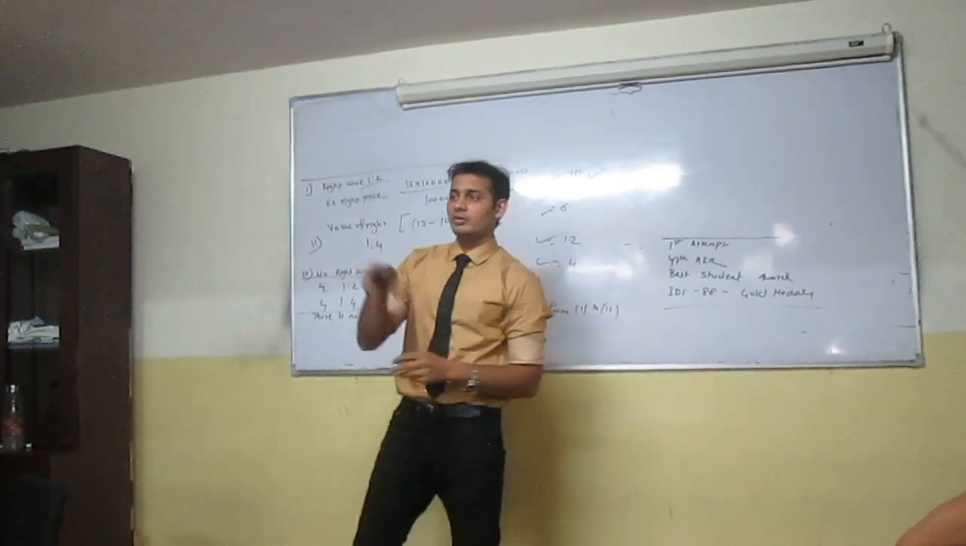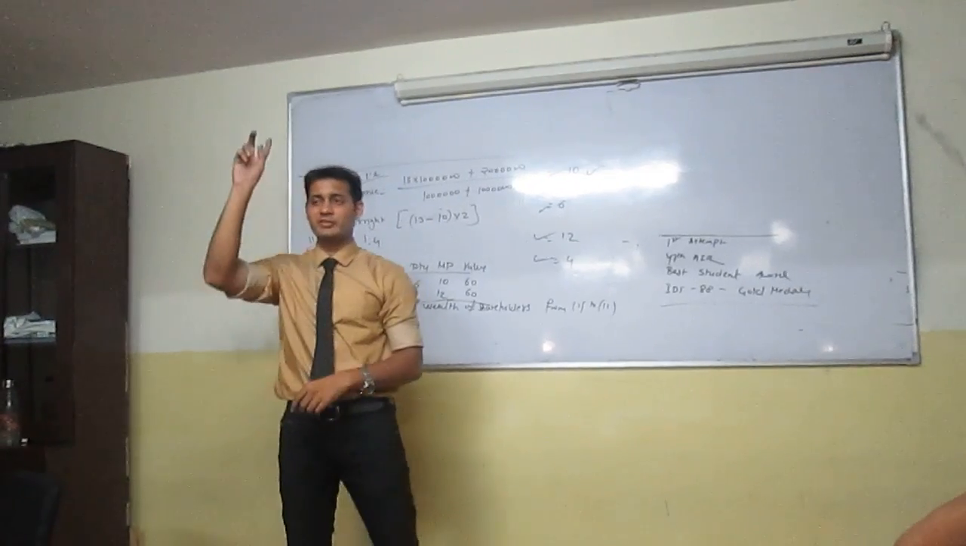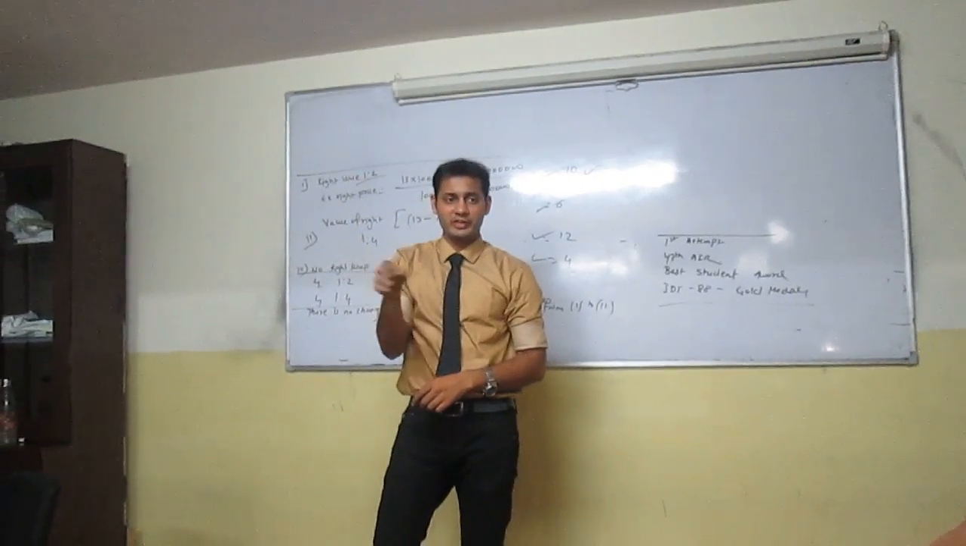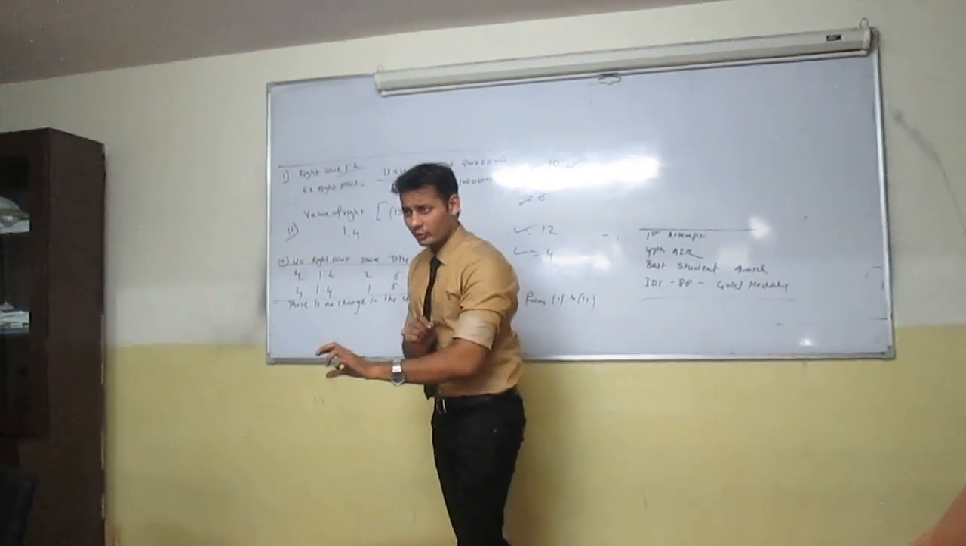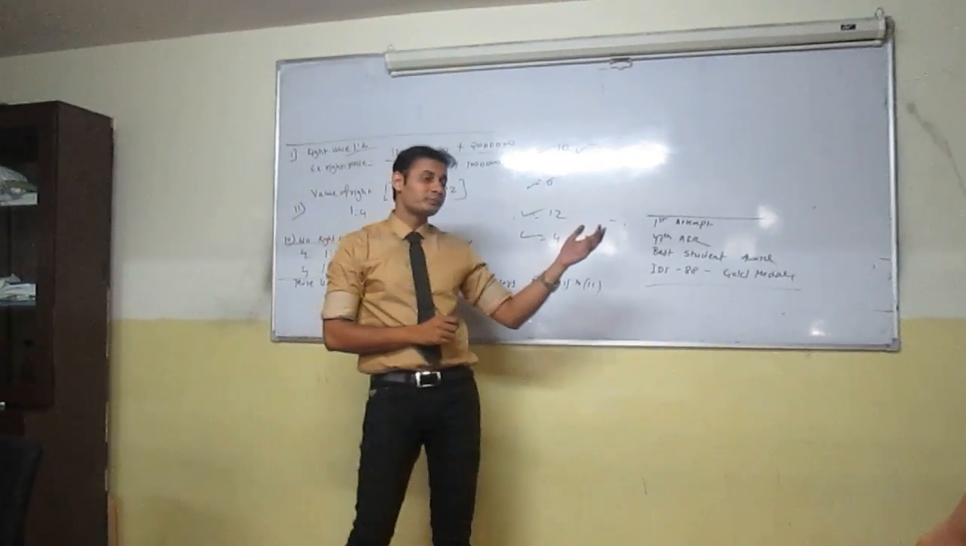Then Gordon growth model. Market price is equal to D0 in bracket 1 plus G divided by cost of equity minus G. Or else we can write down D1 divided by cost of equity minus G. How do we calculate growth? Growth is nothing but retention ratio into return on investment.